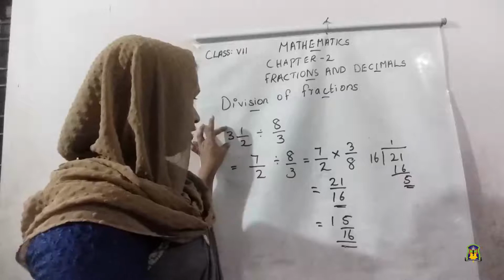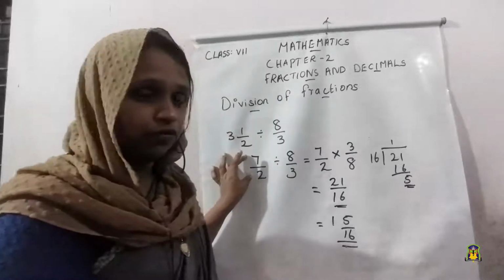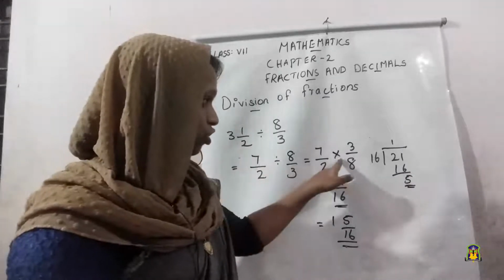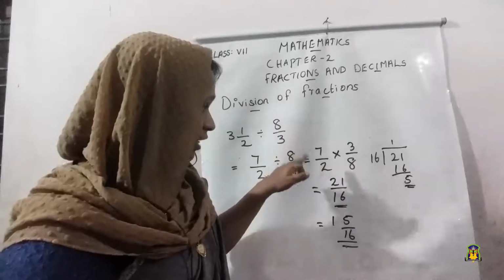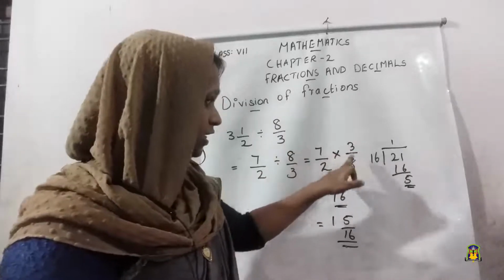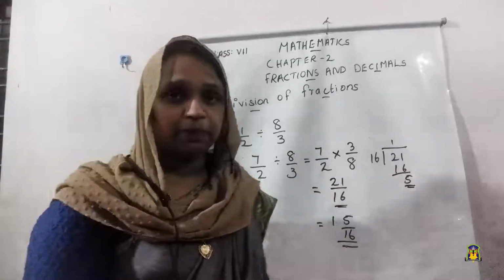So if it is mixed fraction, we want to change it to improper fraction. Then division, change it to multiplication. Then reciprocal of second fraction, that is 3 by 8. Then we want to directly multiply. Okay.